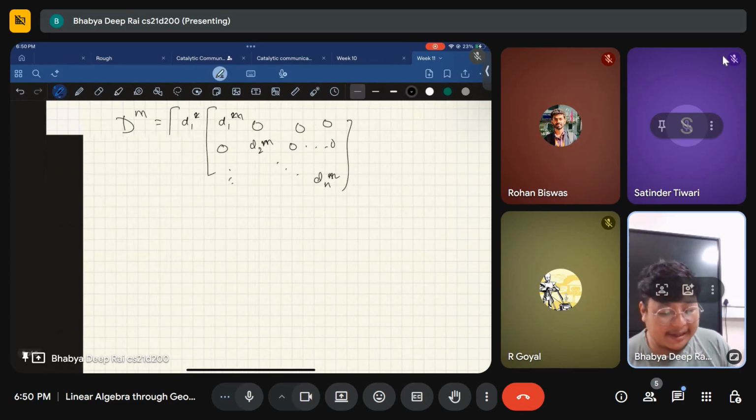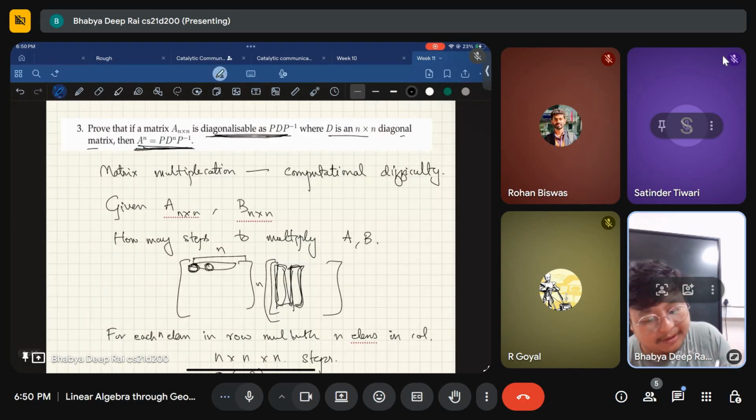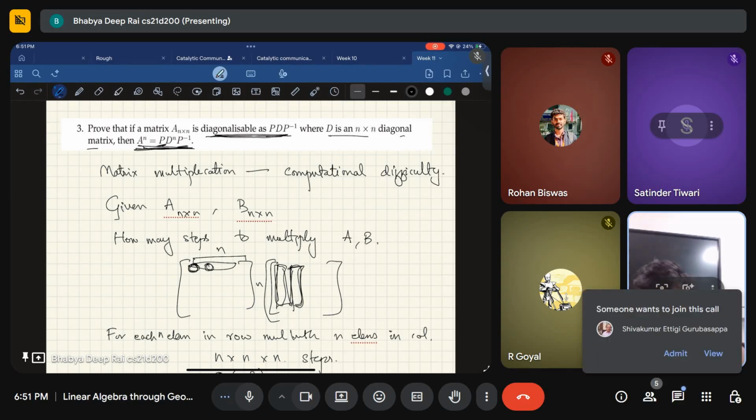Okay, I agree that of course it takes time to calculate what is P and P inverse. But let's say you already know the decomposition. You already know what is P, and you already know what is P inverse. Then the powering becomes a much simpler operation.